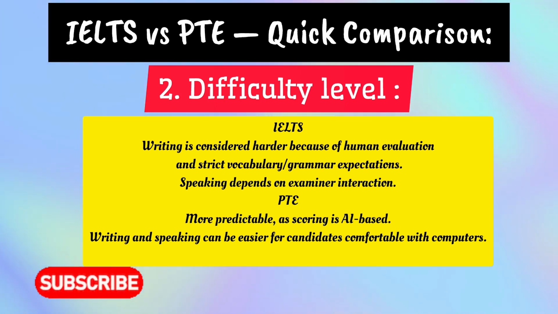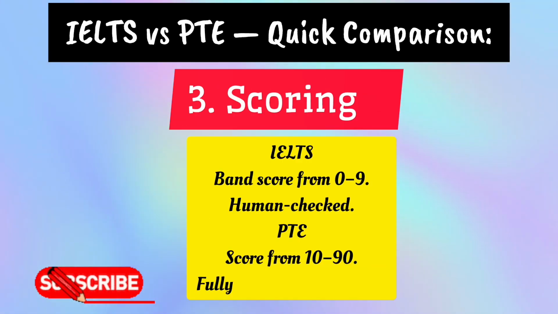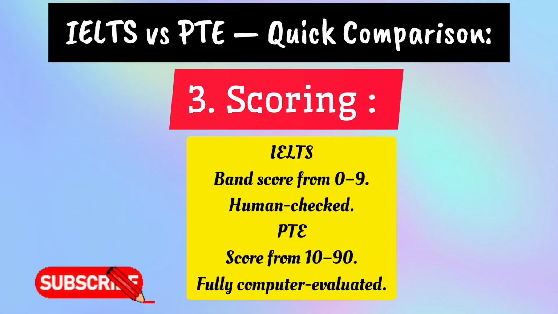Up next, we will discuss the scoring patterns for both IELTS and PTE. In case of IELTS, you have to score a specific band. IELTS has a band score from 0 to 9. So you have to get the desired band 7 or 8 for your migration purpose, and it is checked by humans. And in case of PTE, the score is from 10 to 90, fully computer evaluated.